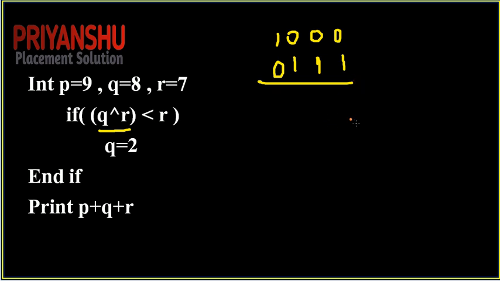So XOR, as I told, gives 1 1 1 1. Why 1 1? Because, friend, different bits give 1 and same bits give 0. So here all are different, right? 1 0, 0 1, 0 1 and 0 1. That's why 1 1 1.